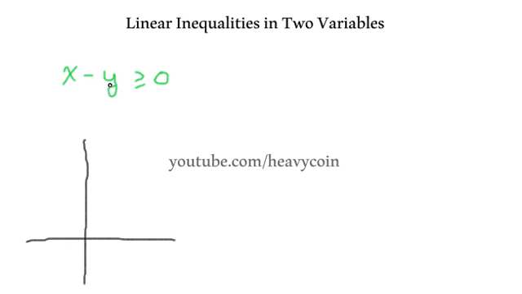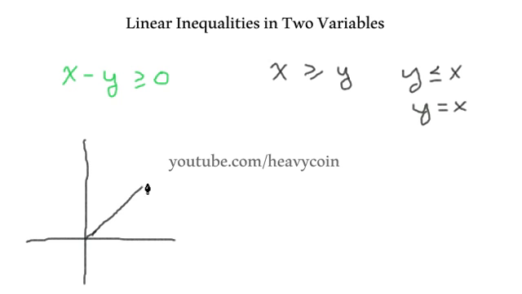Now, of course, you can solve for y in this problem, right? Solving for y, you'd end up having x is greater than or equal to y. Of course, you could flip this around and say y is less than or equal to x. You could just say y is equal to x, and of course, we know what this graph looks like. Y is equal to x is going to be a line that looks like about like this. That's the graph of y is equal to x.